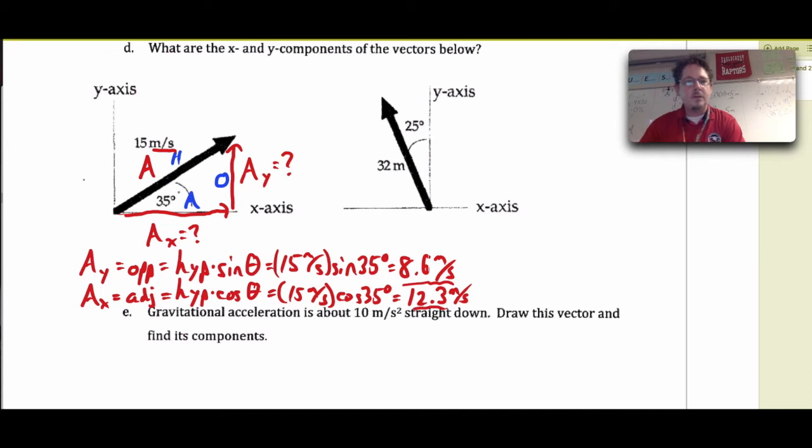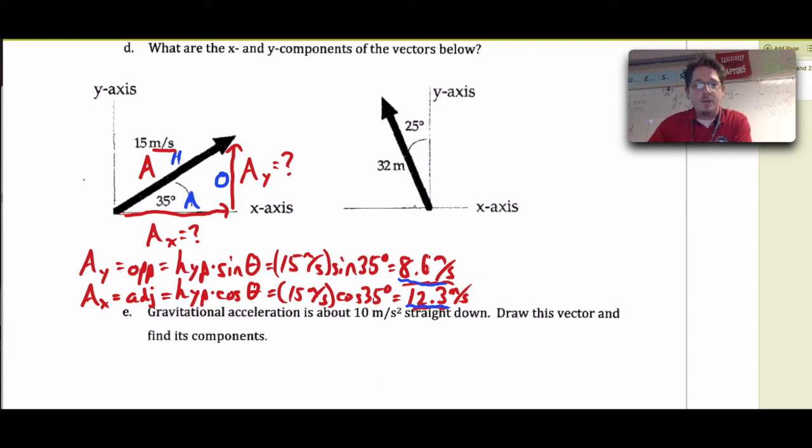So that means that saying 15 meters per second at an angle of 35 degrees is a little hard to visualize. But what we can say is that this object is moving 8.6 meters per second upwards and 12.3 meters per second to the side. The main things that we need to do is make sure we draw the triangle correctly with the original vector as the hypotenuse, and that we correctly identify the opposite and adjacent on our triangle.